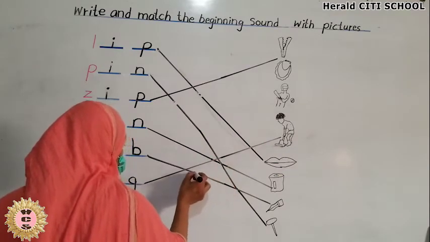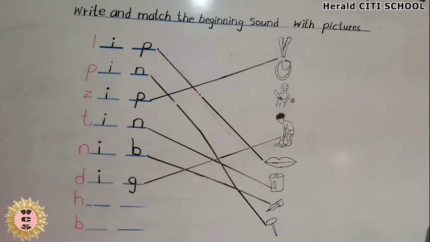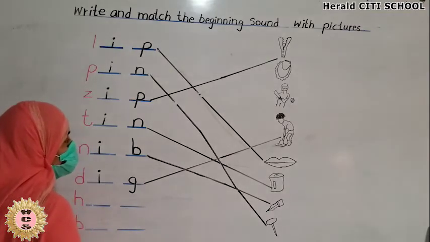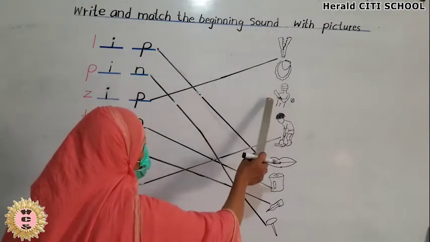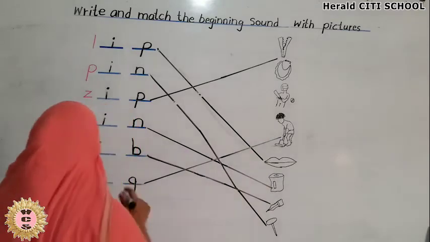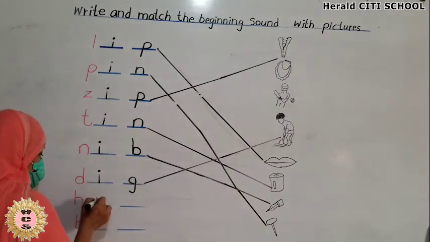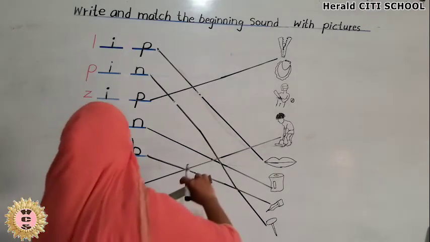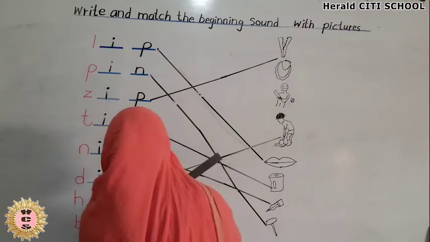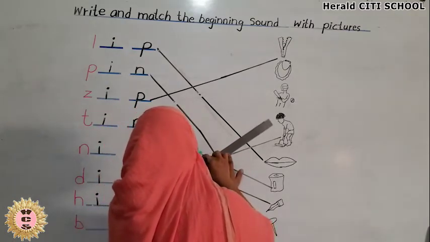Okay children, tell me, which sound is this? H. You can also say this is the letter H. Which letter is this? This is H. And which picture is giving the sound of H? Head. And the spelling of it is H-E-D, head. Now we will match the spelling of head to the picture of head. Now match it.